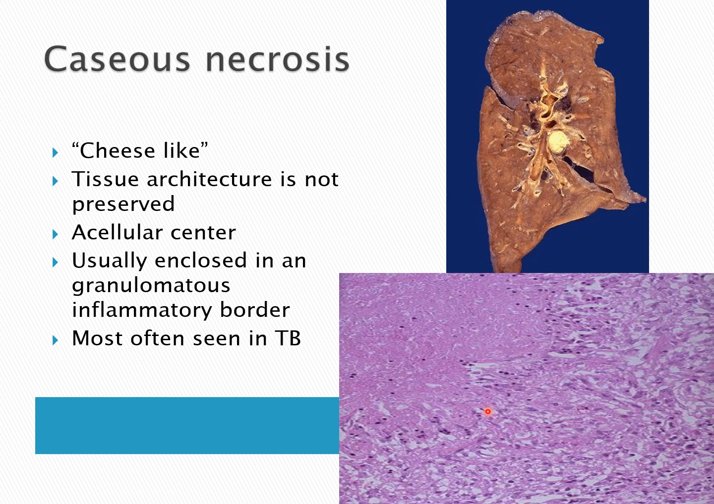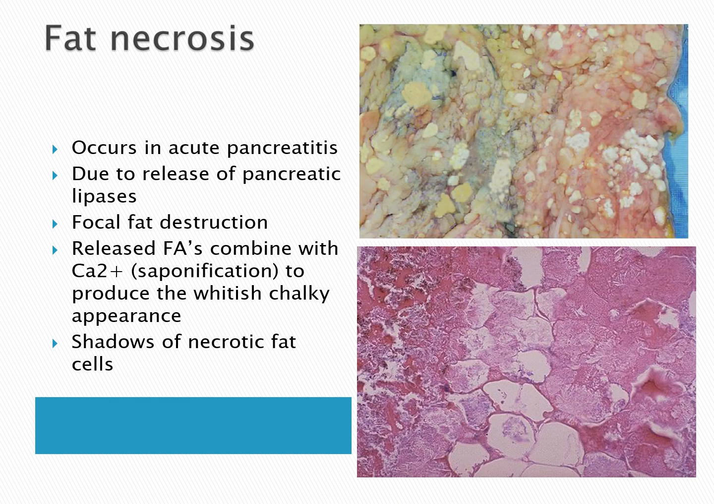Most often, this type of necrosis is seen associated with tuberculosis. It is an important clue when we see caseous necrosis. The first thing that we think about is tuberculosis. Then we have fat necrosis.